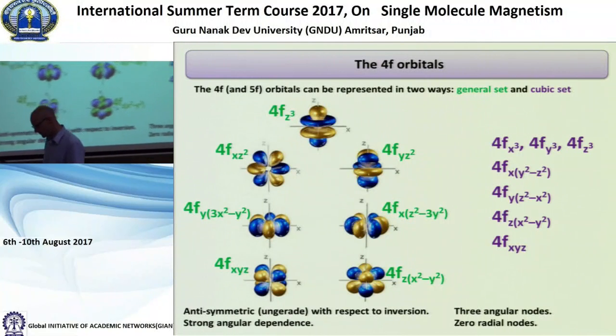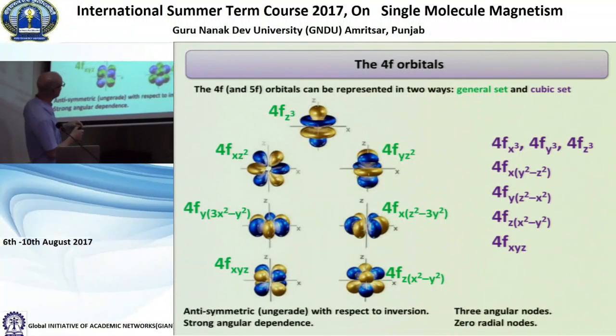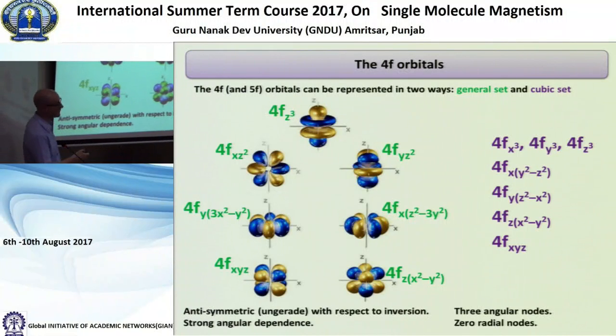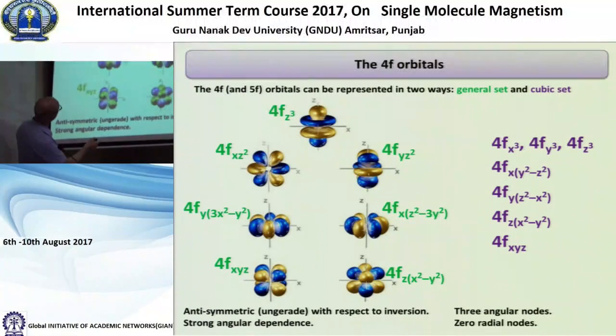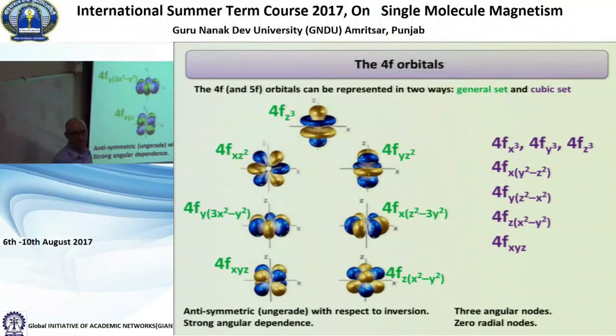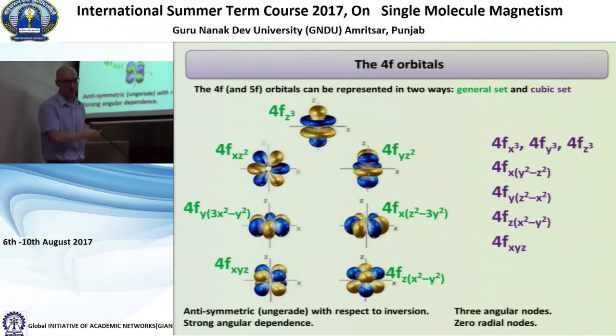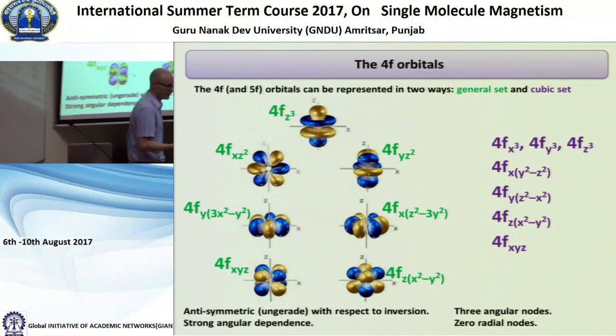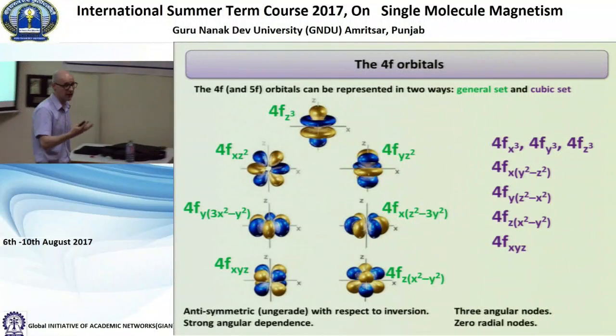And up to this point that sounds quite simple, but actually they can be represented in two contrasting ways, just to complicate matters significantly. There is a general set of f orbitals and a so-called cubic set. The cubic set is applicable to high symmetry environments, the general set to everything else. What does that mean? I will tell you later.